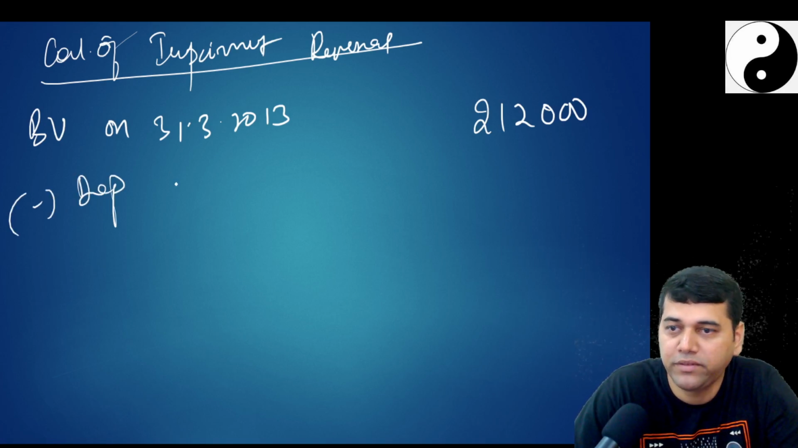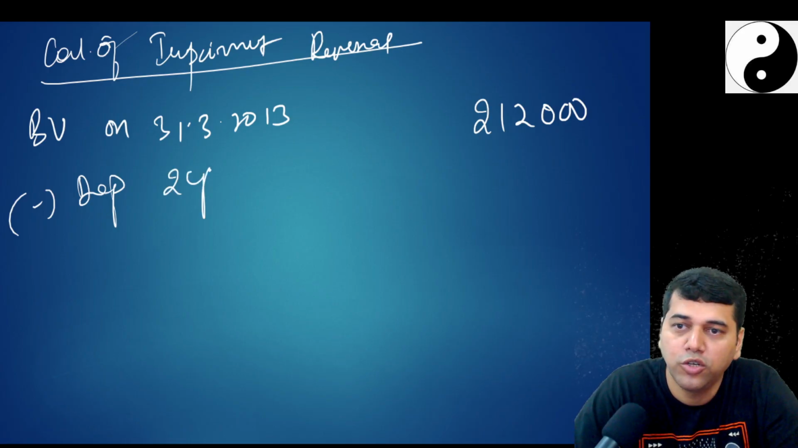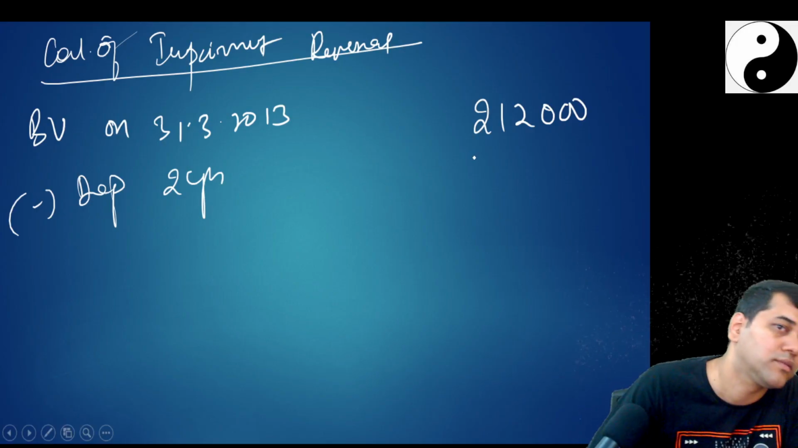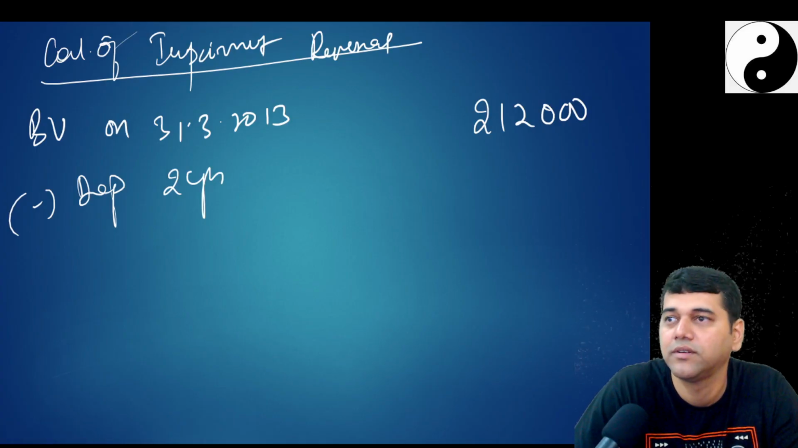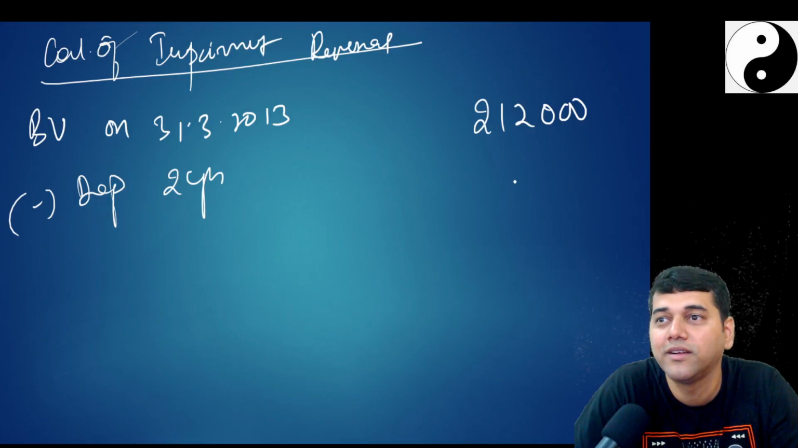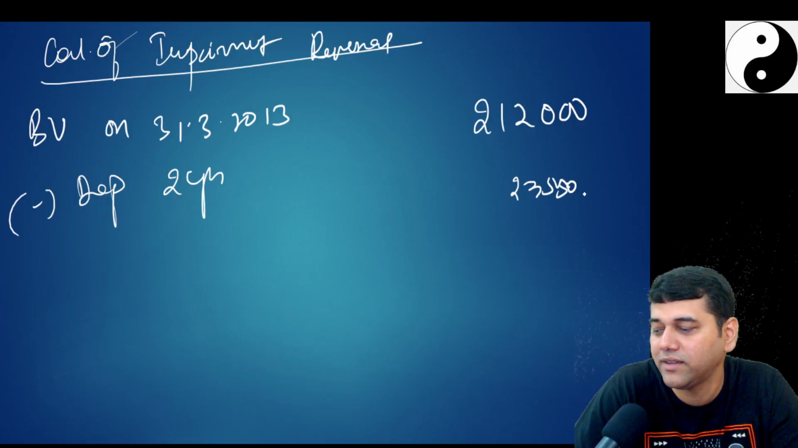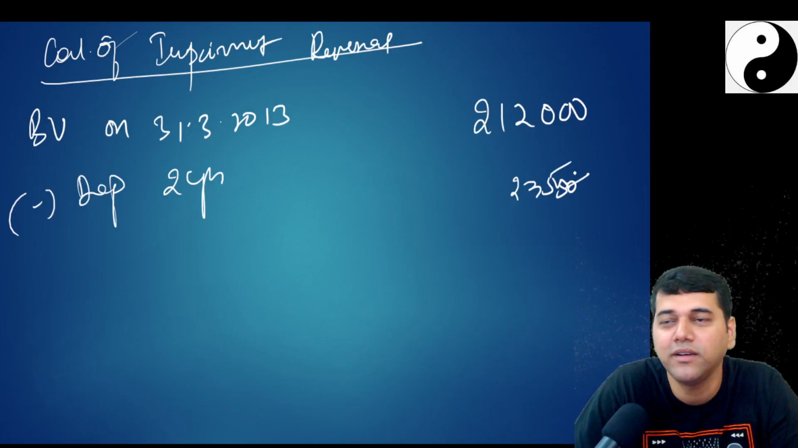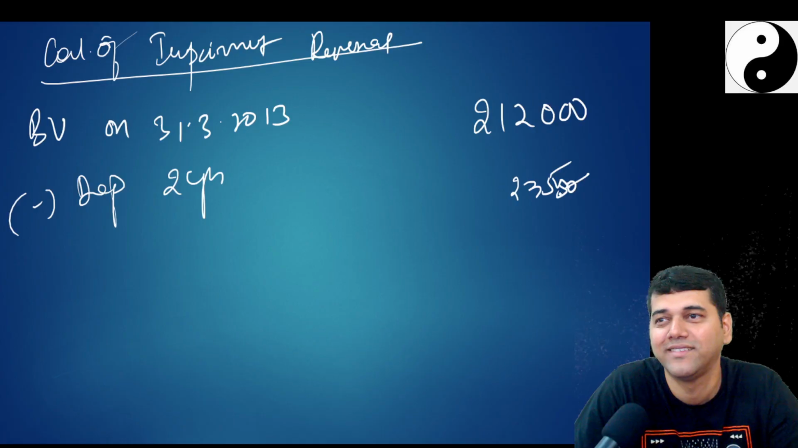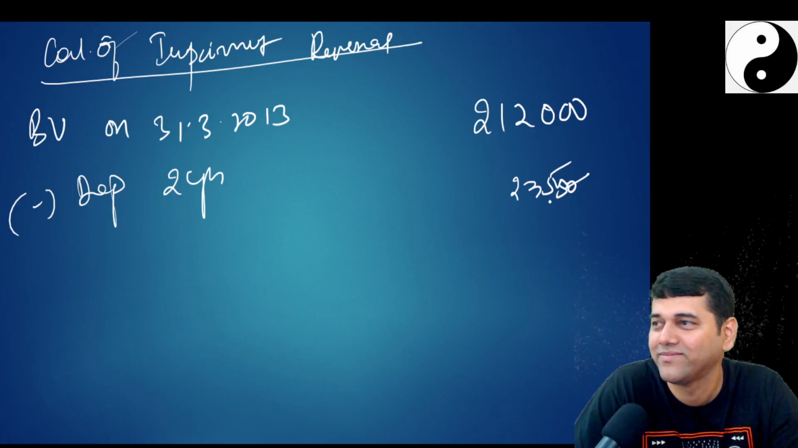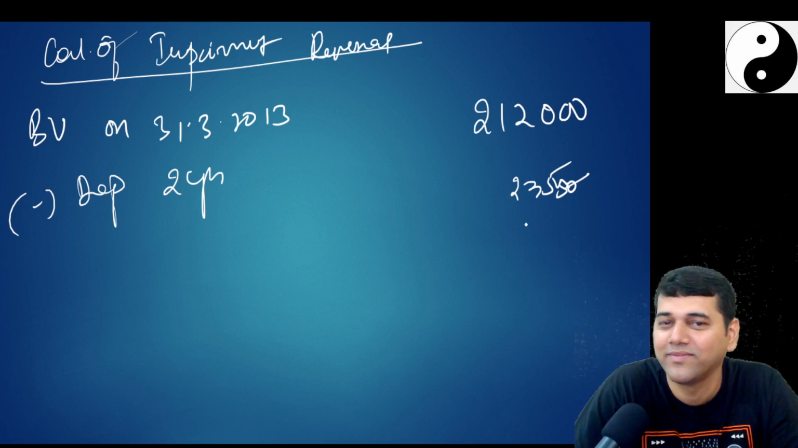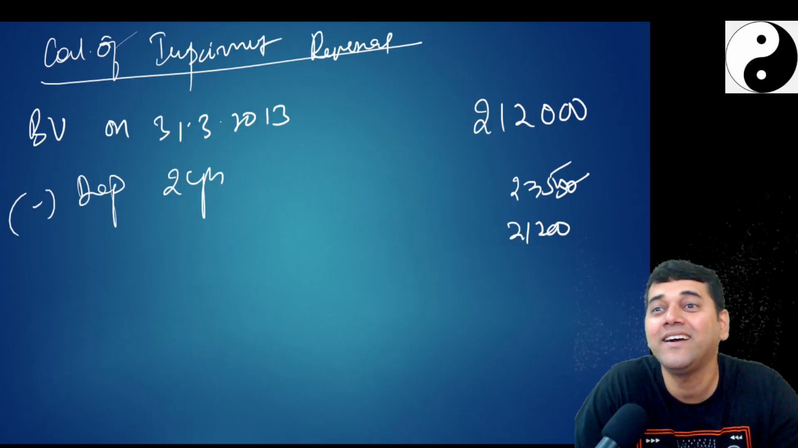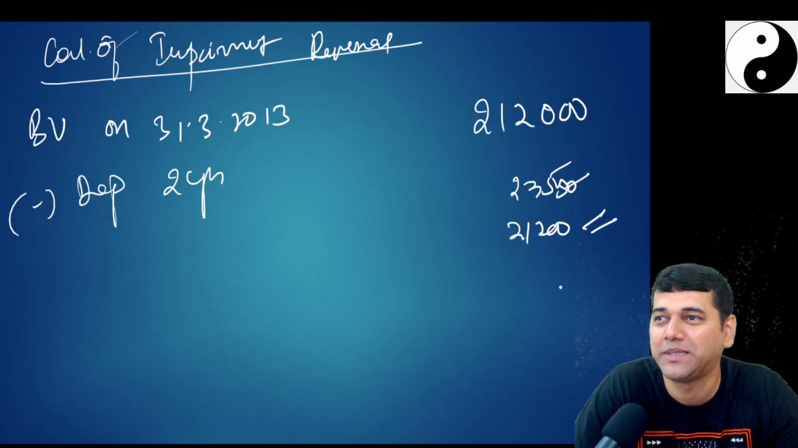Minus depreciation for how many years? 2 years. How much is my depreciation? Amount? 23,550. Any other number? 21,200. Okay, I want to write and I want to see who is going to buy what. 21,200. Okay, two people.